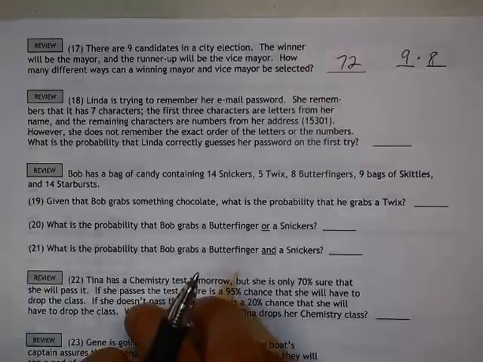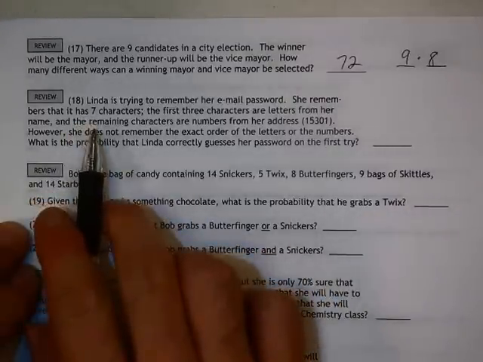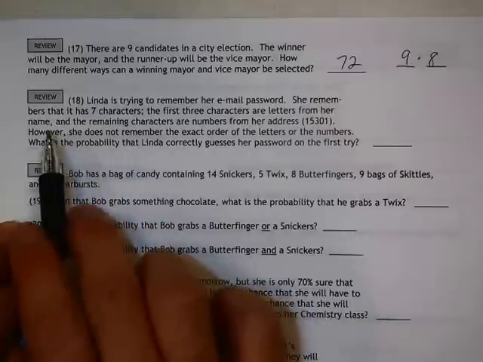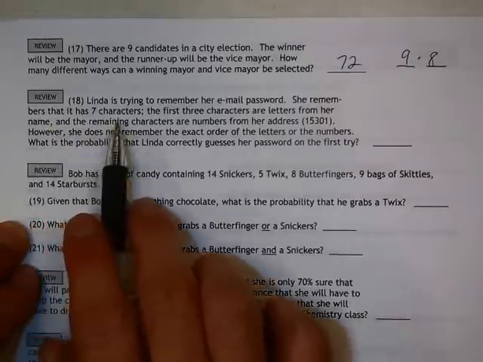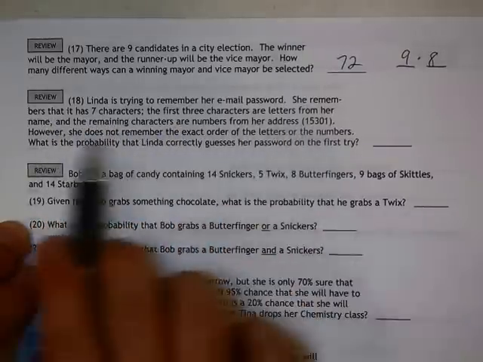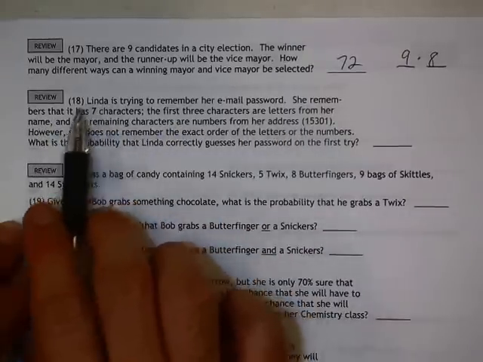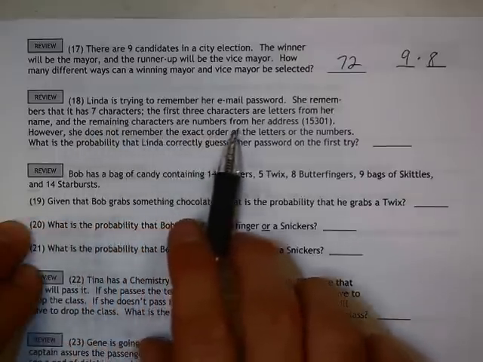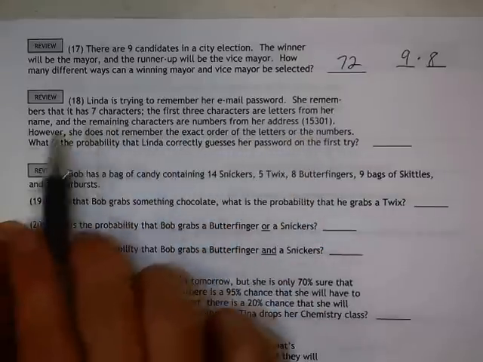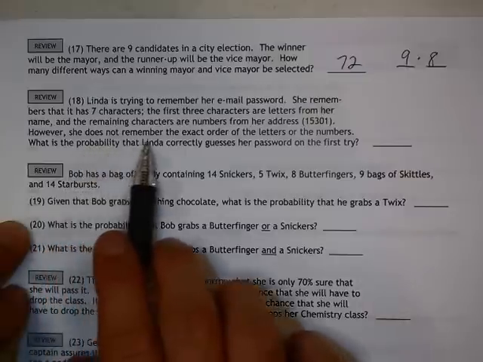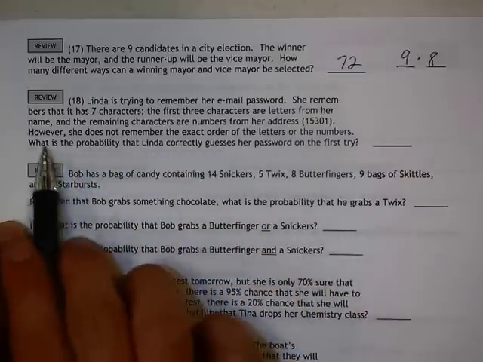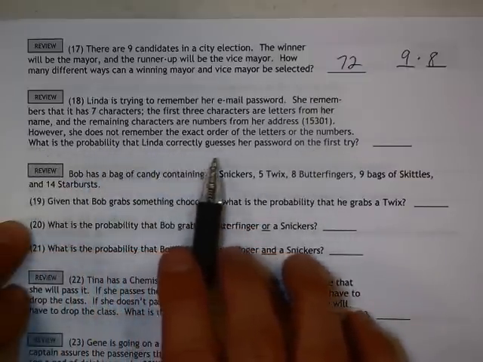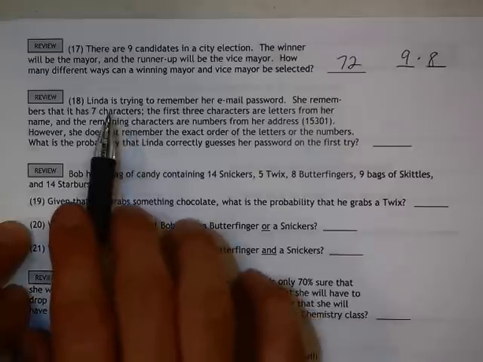Now for 18, Linda is trying to remember her email password. She remembers that it has 7 characters. The first 3 characters are letters from her name, and the remaining characters are numbers from her address, 15301. However, she does not remember the exact order of the letters or the numbers. What is the probability that Linda correctly guesses her password on the first try?